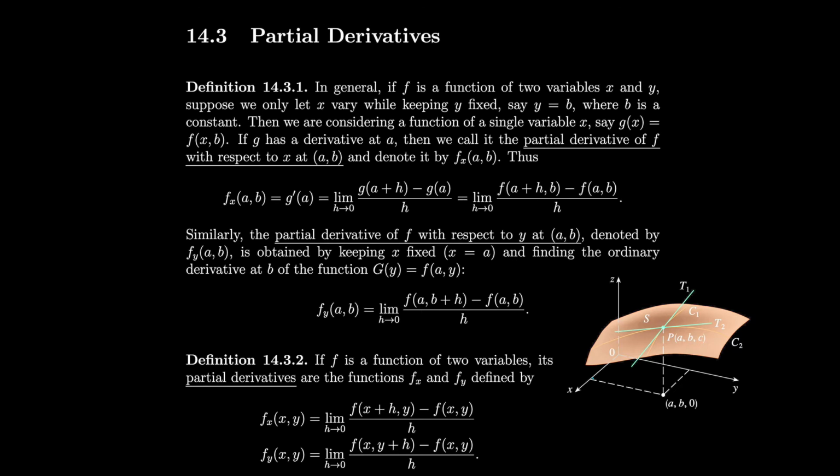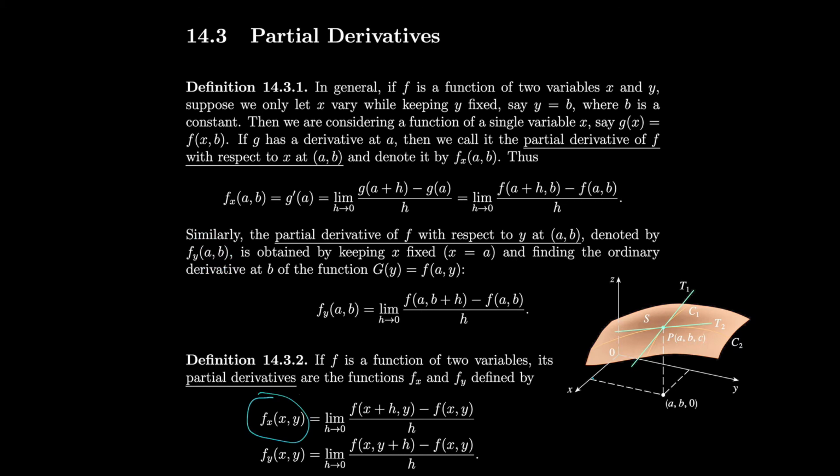So we can also do this with respect to y by holding x as a fixed constant, say x equals a for some point a, b, and then looking at that limit. And then that'll be the partial derivative with respect to y. So if we let this point vary, this point a, b, then we get the partial derivatives as functions in general.